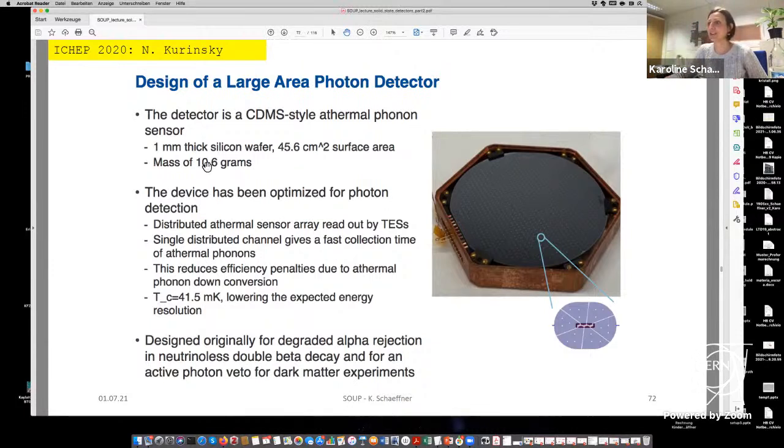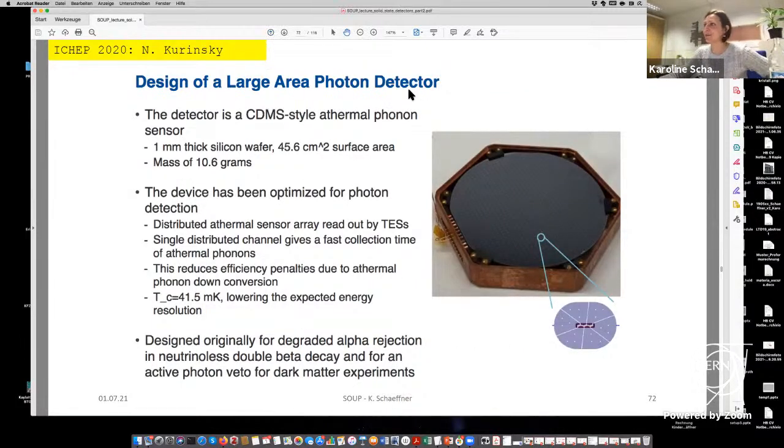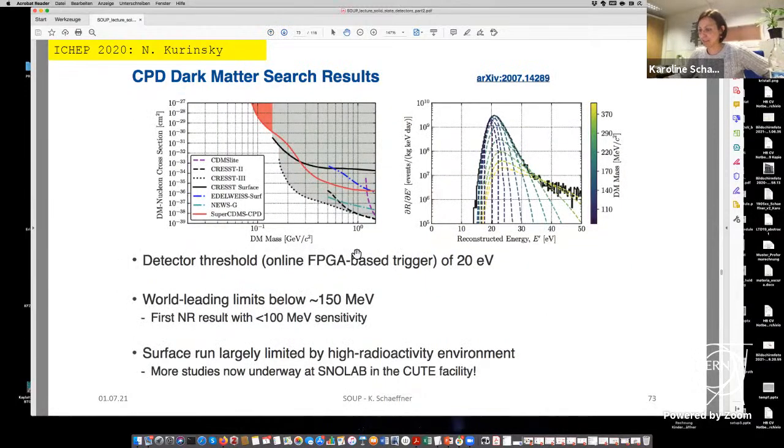And here you see just an example of a 10-gram detector, which they optimized for light detection and now use for some light dark matter detection. They operated this above ground, and you see they could draw a limit. They arrive at a threshold of 20 eV, and they can draw a limit which is world leading below the one of CRESST in this parameter space. So you see there's quite a lot of unexplored parameter space, and even with just one detector, a small prototype, you can make a new physics result.